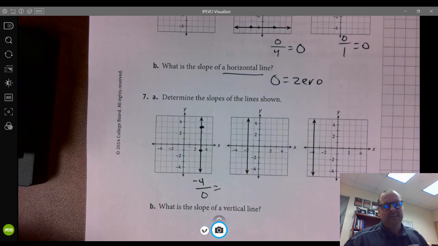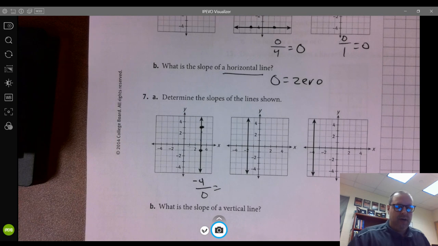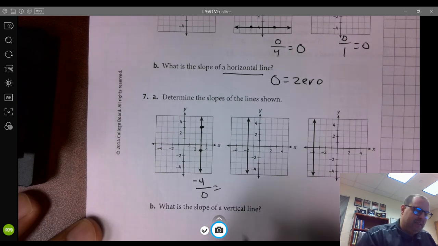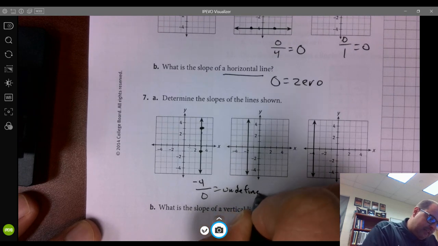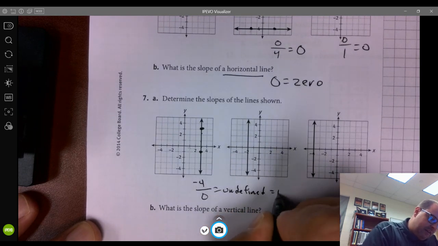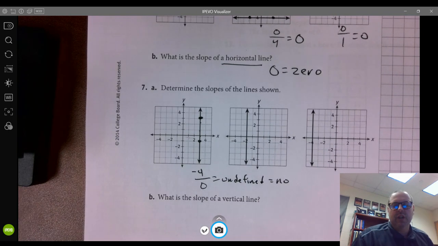You cannot divide by 0. Try it on your calculator. Go ahead. I'll let you do it. You can pause. But if you divide by 0, it says that it cannot be done. There's an error. It says error, divide by 0. You cannot divide by 0. So what we say then is this has an undefined or no slope.